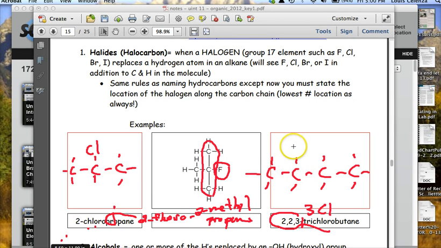So here's the second carbon. There's a chlorine here and a chlorine here. And then another chlorine on the third carbon. And it doesn't matter if I put it at the top or the bottom. Let's put it at the top. So that would be 2,2,3-trichlorobutane. And that's how you name halides. Let's do the next one.